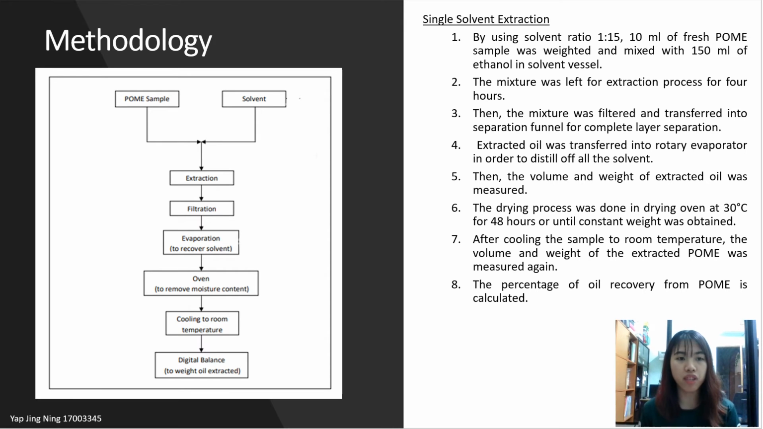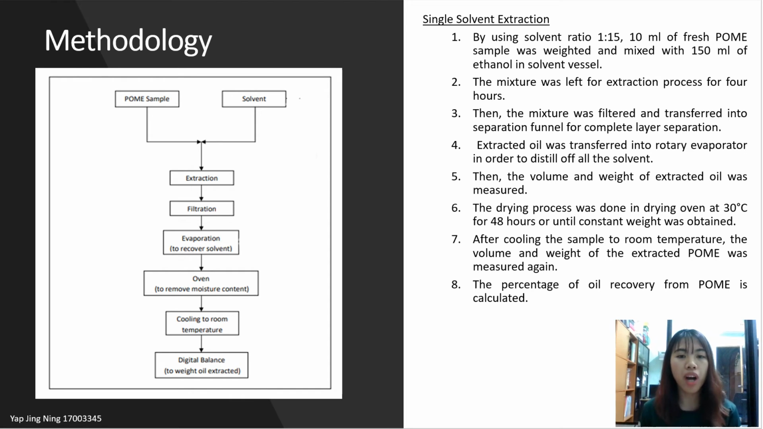After that is the filtration process. The mixture was filtered and transferred into the separation funnel for complete layer separation. After the filtration is the evaporation process to recover the solvent, so the extracted oil was transferred into the rotary evaporator in order to distill off all the solvent. After the evaporation, the volume and weight of the extracted oil was measured.